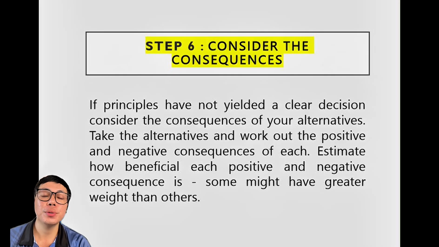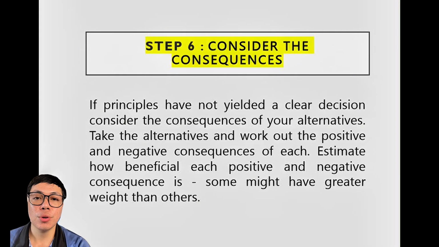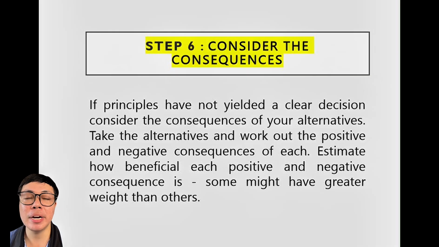Now we're down to step 6, which is considering the consequences. So, if principles have not yielded a clear decision, consider the consequences of your alternatives. Take the alternatives and work out the positive and negative consequences of each. Estimate how beneficial each positive and negative consequence is. Some might have greater weight than others. And if principles don't give a clear answer, evaluate the outcomes of each remaining alternative.